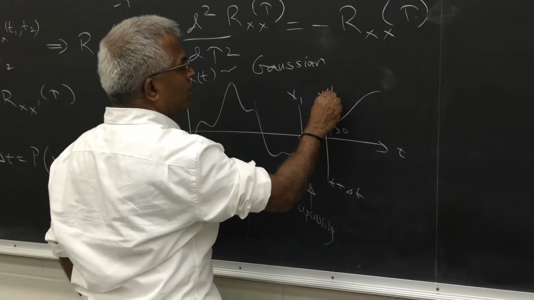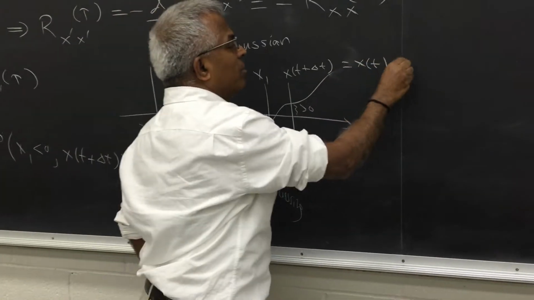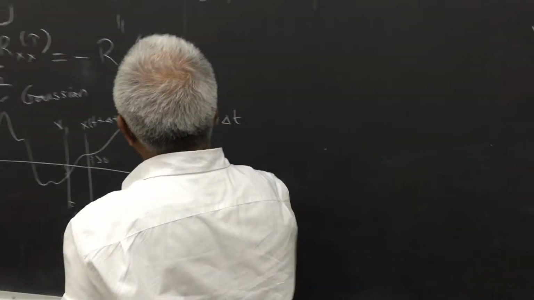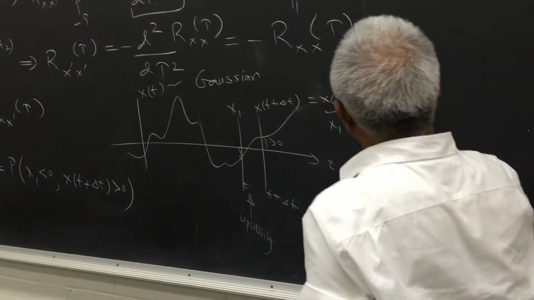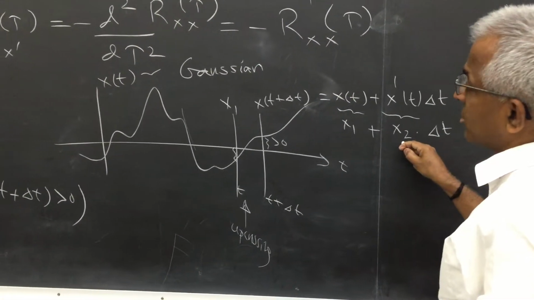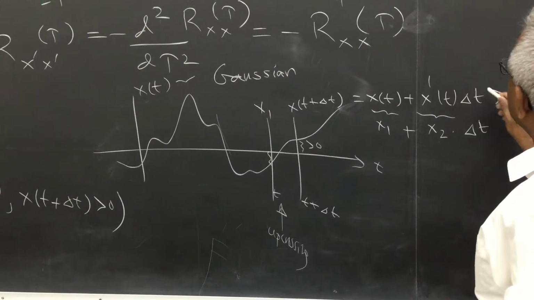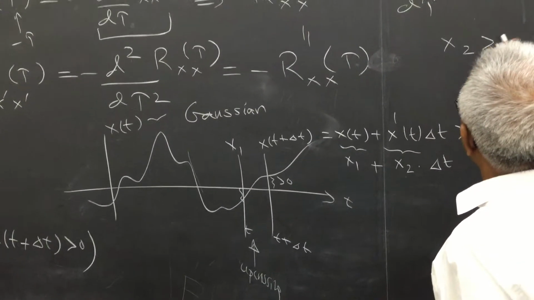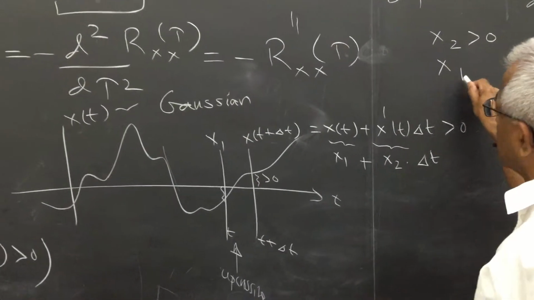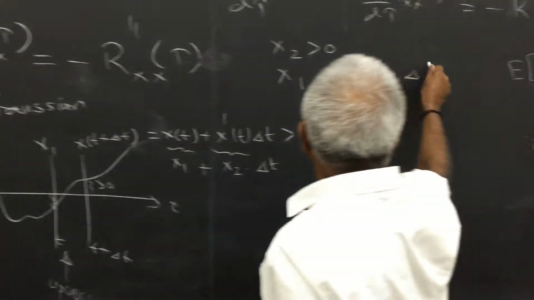So x of t plus delta t is x of t plus x prime t multiplied by delta t. Of course, this is what we are calling x1, and then we call this x2. So x2 clearly needs to be positive. This is negative and you want this whole thing to be positive. You want x2 to be positive. That means x1 has one more condition: x1 needs to be greater than minus x2 delta t.